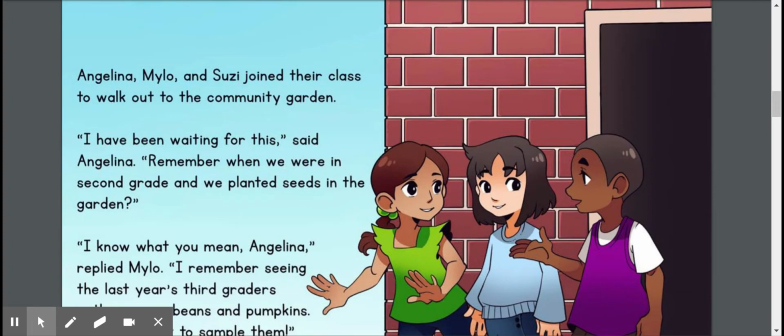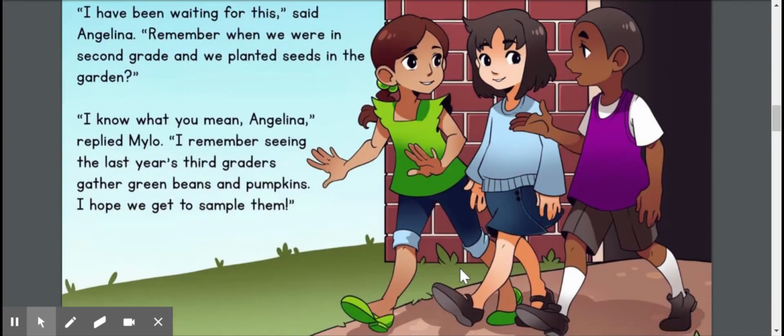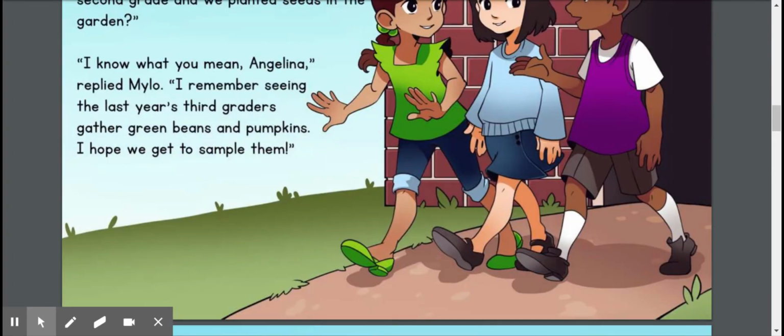Milo, Susie, and Angelina joined their class to walk out to the community garden. I've been waiting for this, Angelina says. Remember when we were in second grade and we planted the seeds in the garden? I know what you mean, Angelina, Milo replied. I remember seeing last year's third graders gather green beans and pumpkins. I hope we get to sample them.